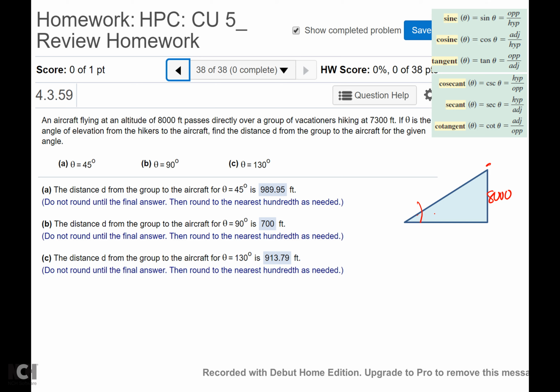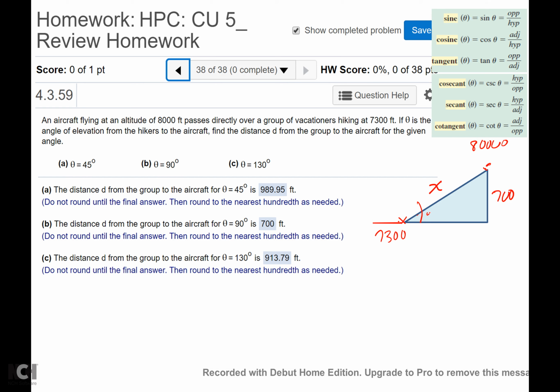An aircraft flying at an altitude of 8,000 feet. Oh, okay, so if the plane is up here at 8,000 feet, but the hikers are hiking at 7,300 feet, then this distance is 8,000 take away 7,300, you get 700 feet. And they want the distance between the group and the aircraft, so they're looking for this.